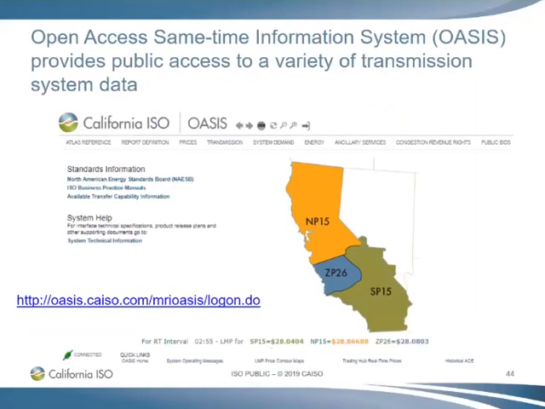On our Open Access Same Time Information System, or OASIS, you will find real-time data related to the ISO transmission system and its market, such as system demand forecasts, transmission outage and capacity status, market pricing, and market results data. While some information about resources is proprietary, there is a great deal of information available to the public, and this OASIS application allows for that data to be pulled and used by any interested entity.